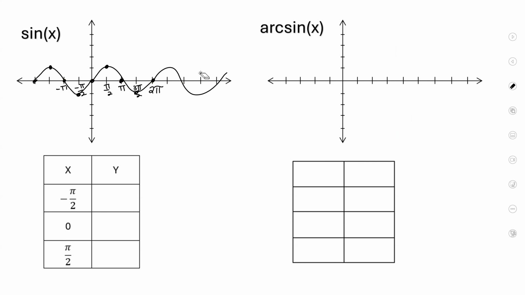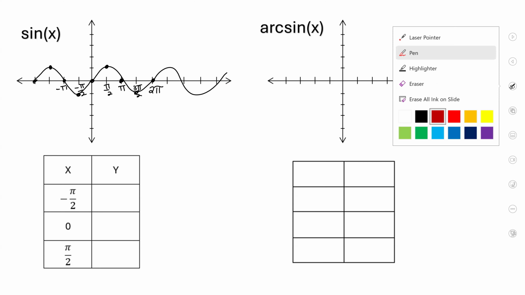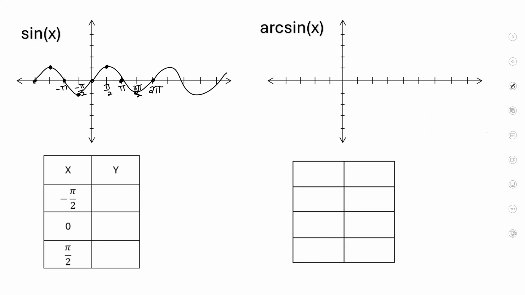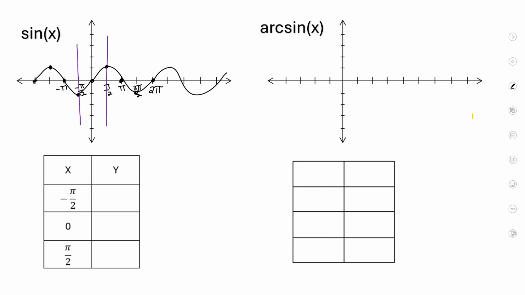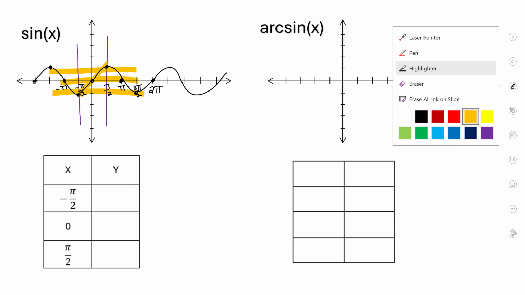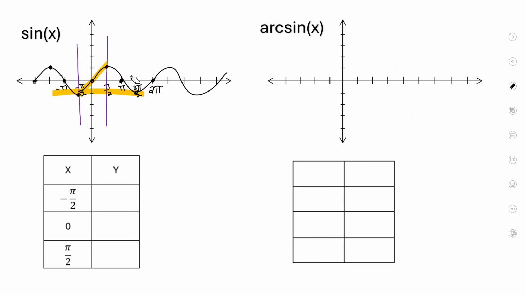So in order to get the inverse, I must restrict the domain. So I'm going to restrict the domain from negative pi over 2 to pi over 2. Notice when I restrict the domain, it will now pass the horizontal line test. If you draw horizontal lines, each of those lines will only cross one time. So if I restrict the domain from negative pi over 2 to pi over 2, I can now find the inverse of sine.